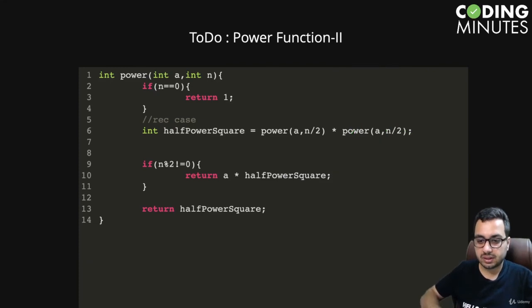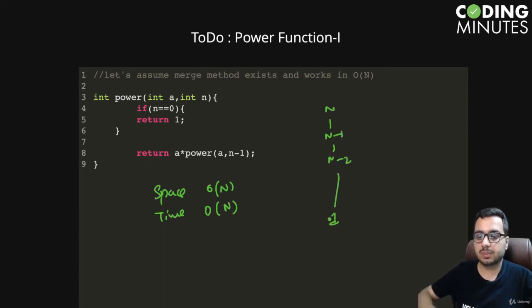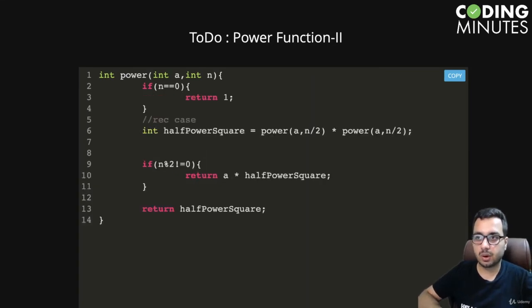The first code that we have seen has both the space and the time as order of n, because the call stack is going from n, n minus 1, n minus 2 up to 1. So the call stack is n levels deep. So both space and time are going to be order of n in this case.